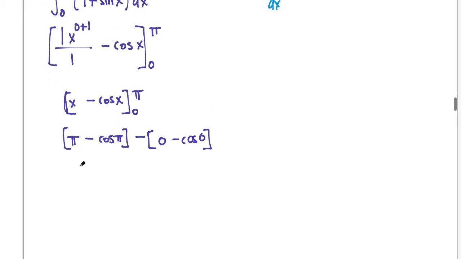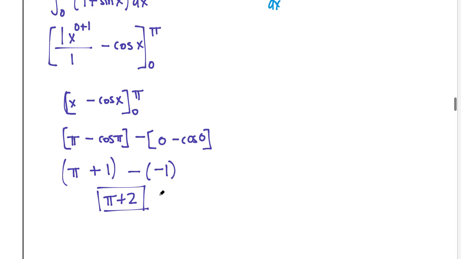So cosine of pi is -1. So I have pi plus 1 in my first grouping, my upper bound, minus 0 minus cosine of 0. Cosine of 0 is +1, so that means this is minus a 1. So I end up with just pi plus 2, which you can leave it as for right now. If you really want, you could say 5.14, if you really wanted that decimal value.